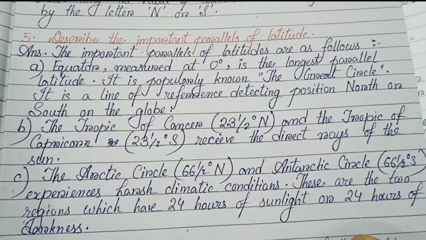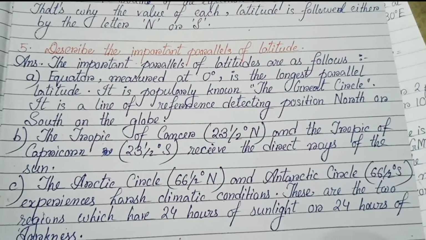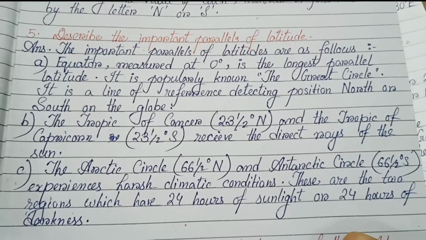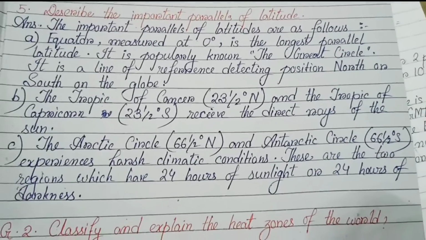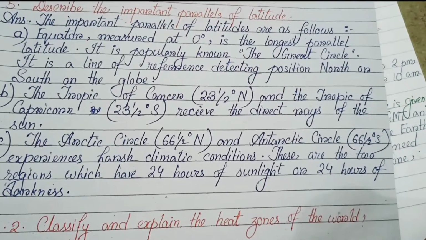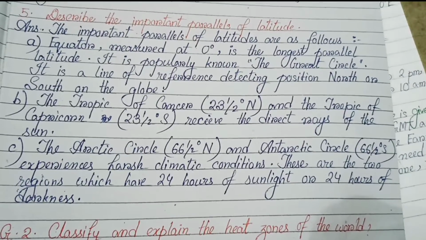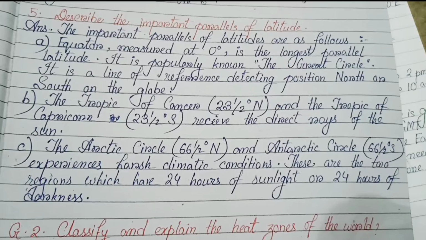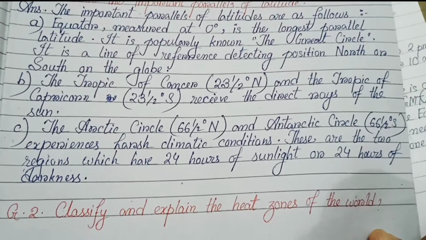Number B, the Tropic of Cancer 23.5 degree north and the Tropic of Capricorn 23.5 degree south receive the direct rays of the sun. Number D, the Arctic Circle 66.5 degree north and the Antarctic Circle 66.5 degree south experiences harsh climate conditions. These are the two regions which have 24 hours of sunlight or 24 hours of darkness.